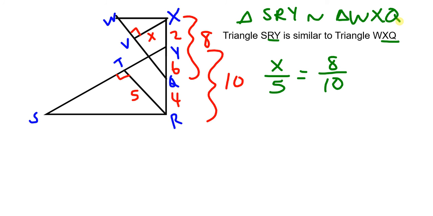So I'm going to go ahead and simplify this and make that 4 over 5 a little easier to work with. Cross multiplying, I get 5x equals 20. And then dividing, I get x equals 4.